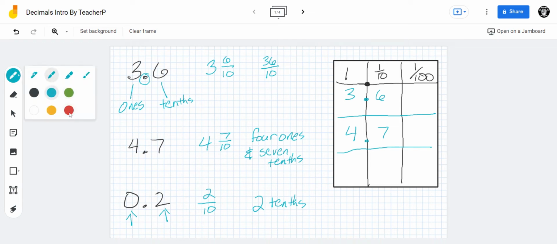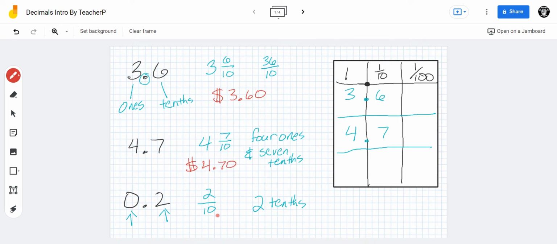Now, there might be another way to think about it. If you want to think about something that you're more familiar with, you might want to think about money, right? We use this all the time. So if you think about this in terms of dollars and cents, you might be able to think about the top one as $3.60, right? You might think about the second one as $4.70, and you might think about the last one as $0.20, right? And that's what it is, right? 2 tenths is like 2 dimes, right? 7 tenths is like 7 dimes, and 6 tenths is like 6 dimes, okay?